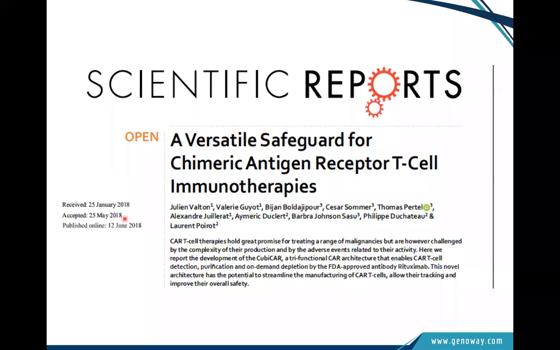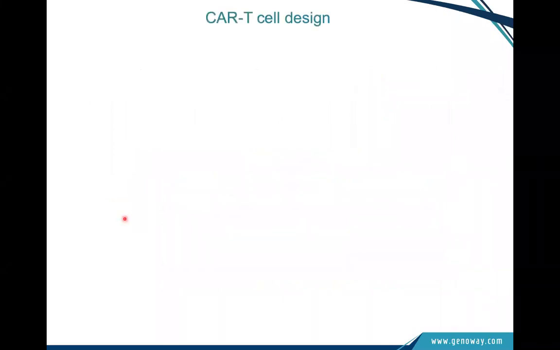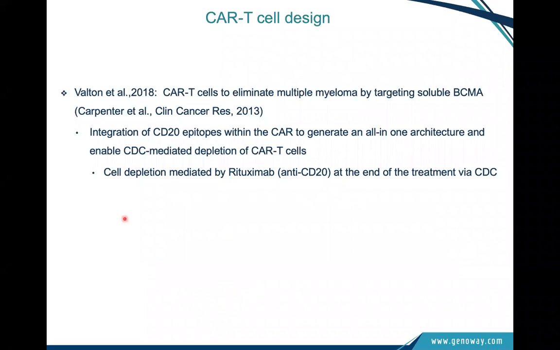So, in this study, they designed a CAR T cell which specifically targets multiple myeloma. And they wanted to see if that CAR T cell is efficient, question number A. And question B is, could they get rid of this CAR T cell whenever they finish the treatment? And in order to do so, they added a CD20 epitope to the CAR T, and they performed the depletion using rituximab.